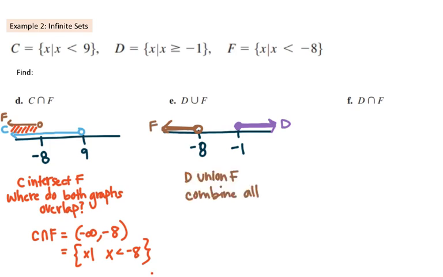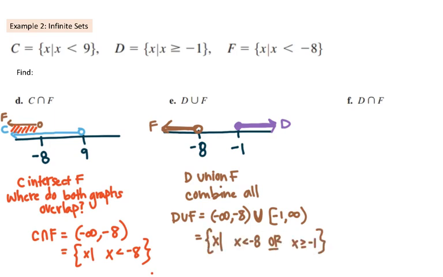So we glue both of those graphs together, D union F, and there's 2 ways to write this. We could write this as the interval from -infinity to -8 union the interval from -1 to +infinity. Or you can write it as the set builder notation, x less than -8 or x greater than or equal to -1.